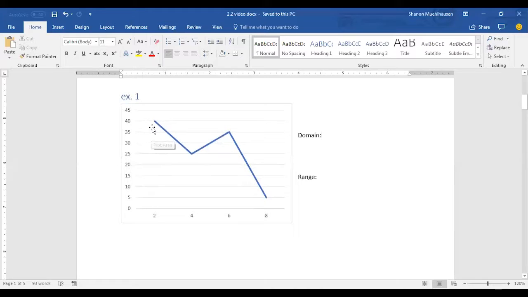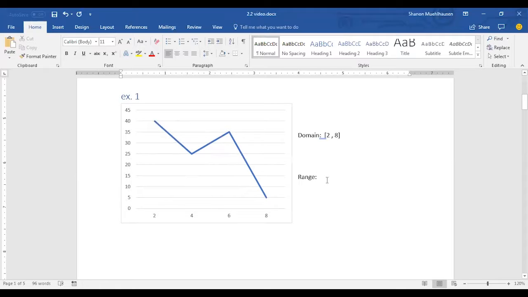So we look, the minimum this graph goes to is 2. It does include the 2, it touches 2, so I'm going to use this square bracket to say that the 2 is included. The minimum that the graph goes to is 2, and the maximum that the graph goes to is here at 8. Again, it touches, so I use a square bracket. That is, our domain is from 2 to 8.